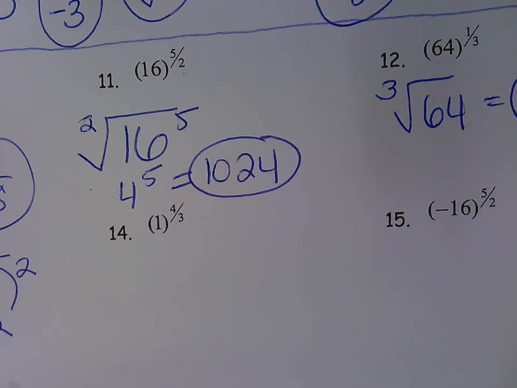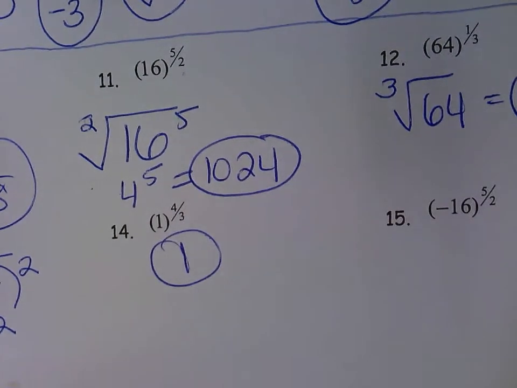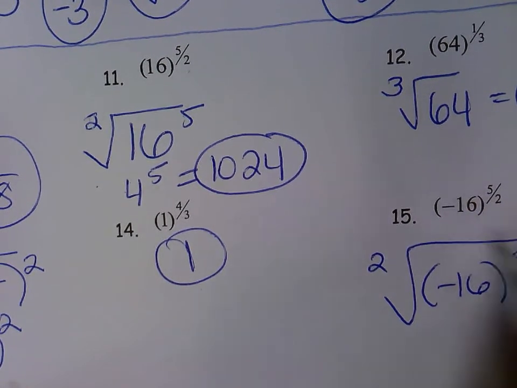I guess a problem like number 15 is what I'm trying to think of, because if you raised something to the 5th power, it would still stay negative. But I can't even do this problem from the beginning, right? Because I can't take the square root of negative 16. So I think it would work for all cases. I would just double check. 1 to any power is always 1. So this one, you've got a negative 16 under a square root.